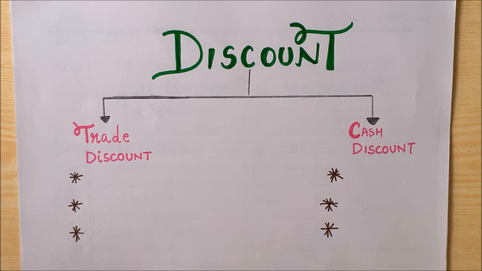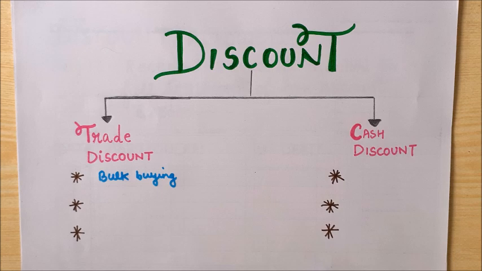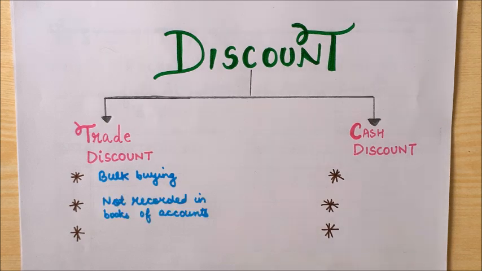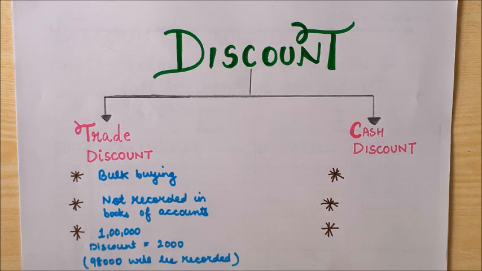The next topic that we are going to talk about is discount. What is discount? Discount means reduction in the price. So, we have two types of discounts, trade discount and cash discount. First, the trade discount. Trade discount is a discount that you receive when you buy goods in bulk. This discount is not recorded in the books of accounts. For example, if you buy goods worth 1 lakh rupees and you get a discount of 2000, you will record only 98,000 in the books of accounts and 2000 is ignored.